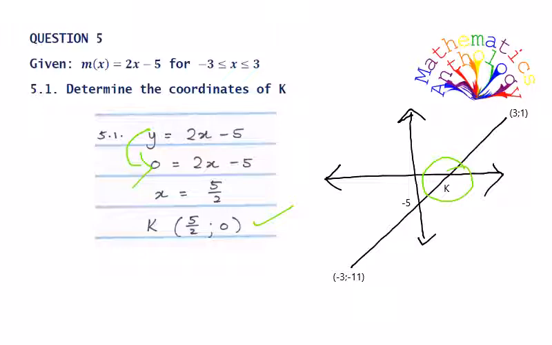So let's determine the coordinates of k. K is the x-intercept. So the rule for the x-intercept is you make y 0. If we make y 0, we'll have 0 is equal to 2x minus 5. We solve for x there, we'll get x is equal to 5 over 2. So the coordinates of k will then be 5 over 2 and 0.